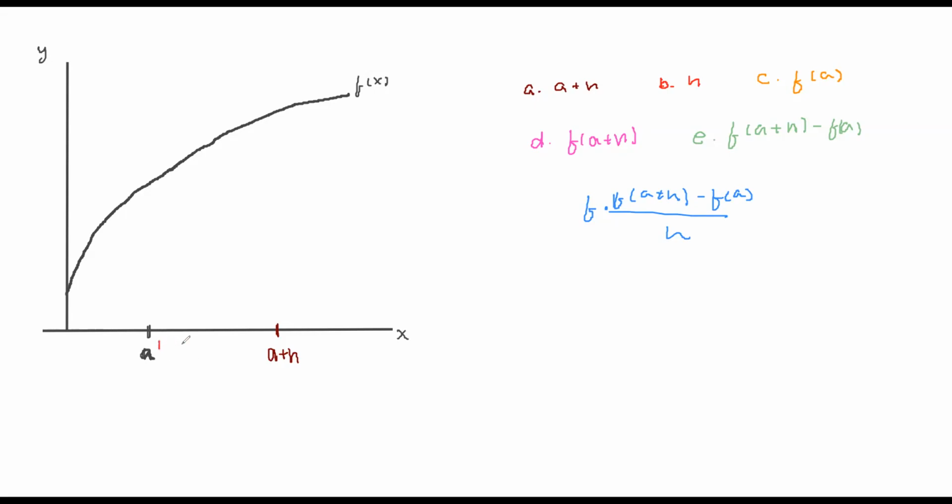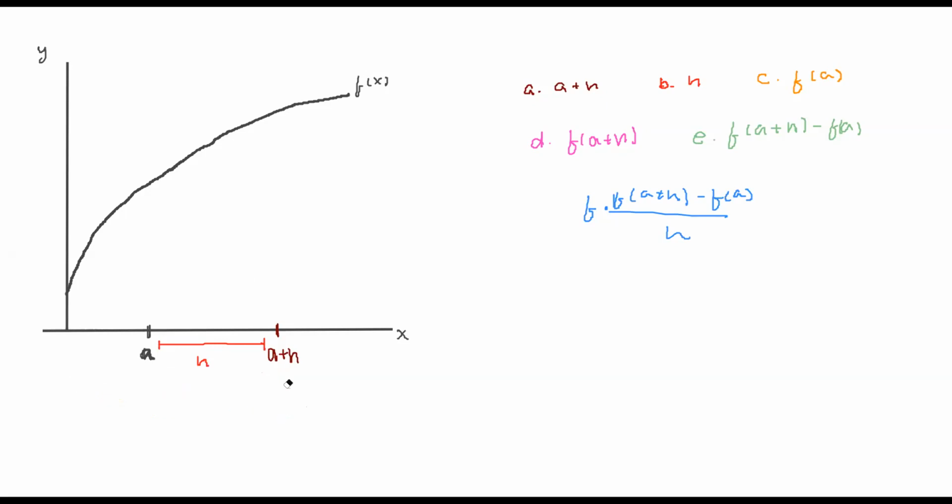The distance between these two is h. For instance, a plus h minus a. So if I have this distance minus this distance, I'm left with the distance between them, right? Does that make sense? And that is equal to h. Can you say that again?